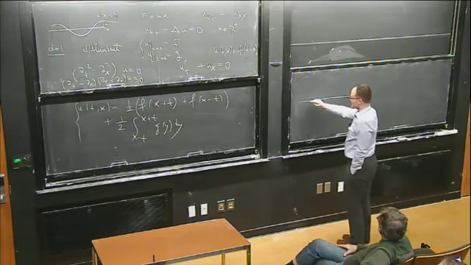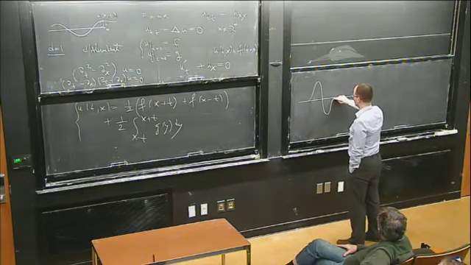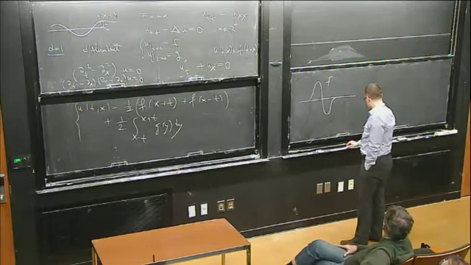In terms of a picture, imagine you turn off g, you only have f. Then how does the wave propagate?